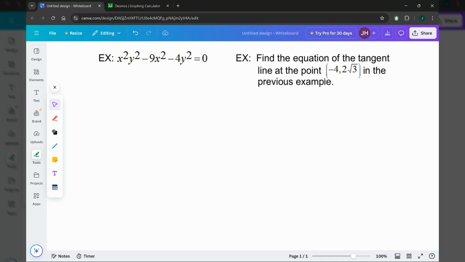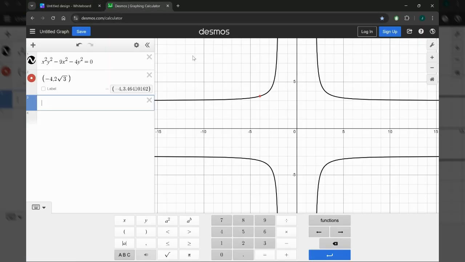We're going to talk about implicit differentiation again, and we're going to do a problem here. This is the graph I'm giving you: x squared times y squared minus 9x squared minus 4y squared equals 0. This is how that graph looks. This is obviously not a function.